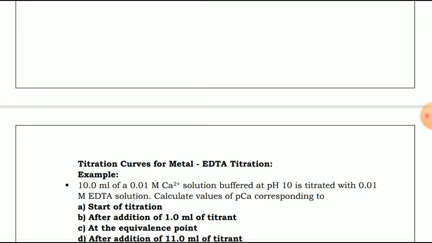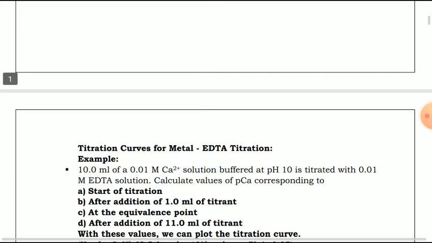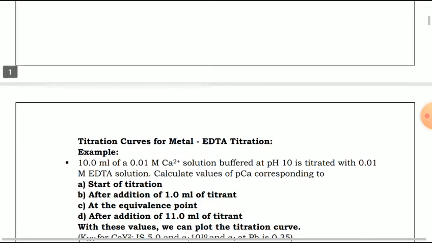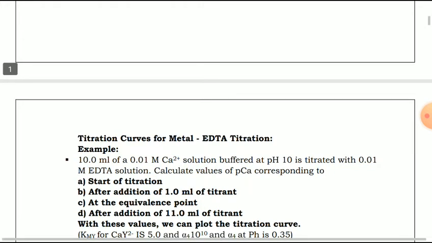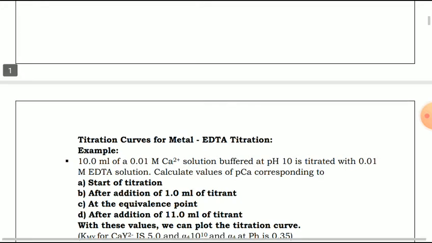For this titration we are going to follow this now. With this value we can plot the titration curve. For that purpose, see the KMY, that is the stability constant for calcium Y2-. Here calcium will be the metal and Y here will be the EDTA.